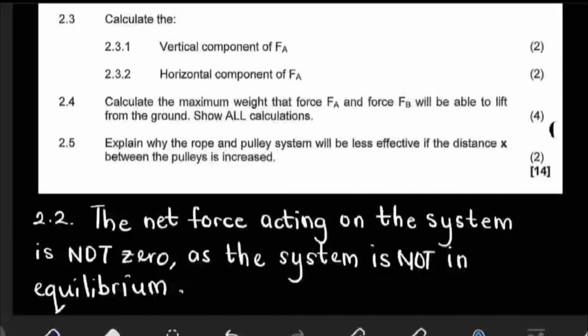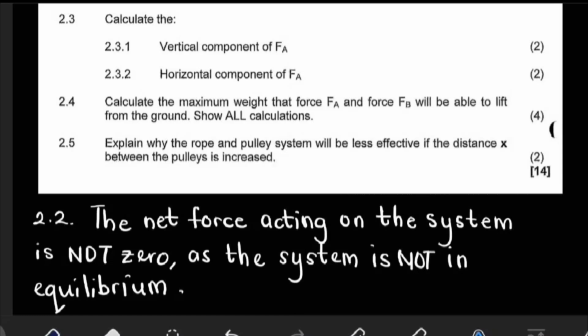Question 2.4 says calculate the maximum weight that force FA and force FB will be able to lift from the ground. Show all calculations. Now here's the thing. The maximum weight that these two forces will be able to lift from the ground. In other words, they are asking you, what is the weight of this object?